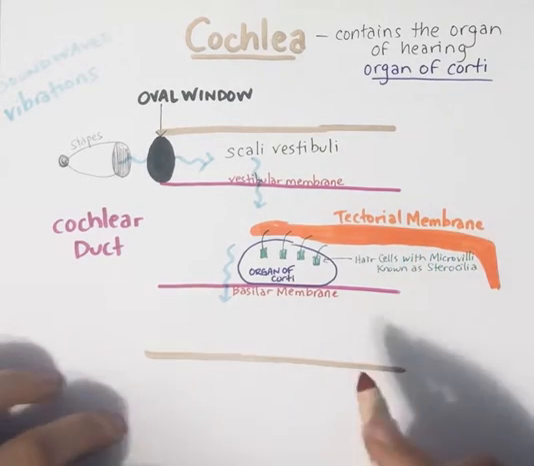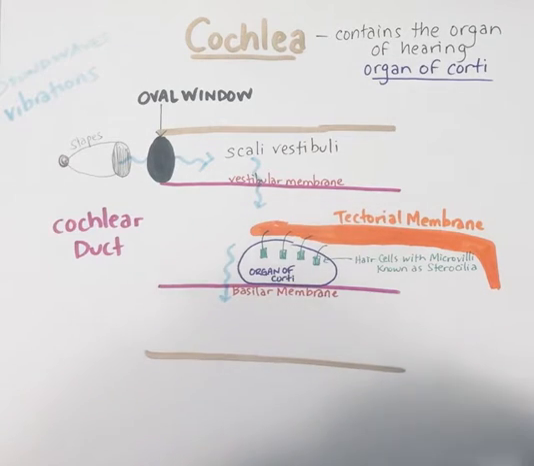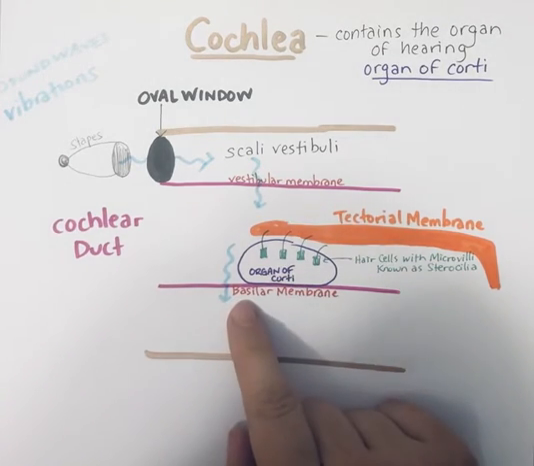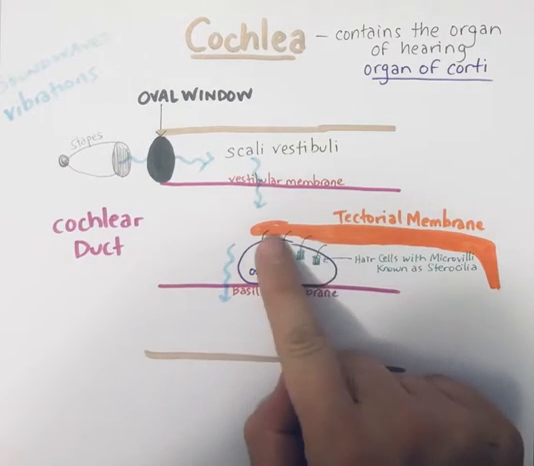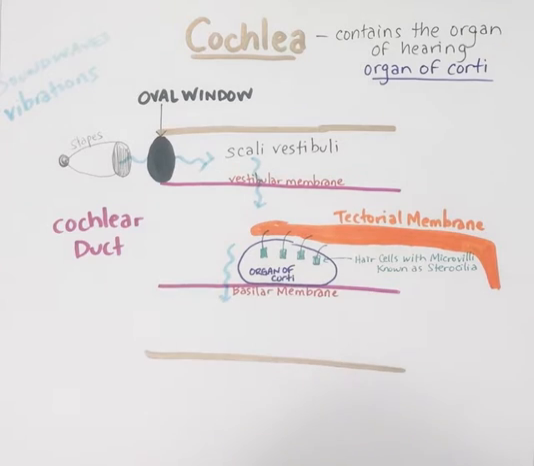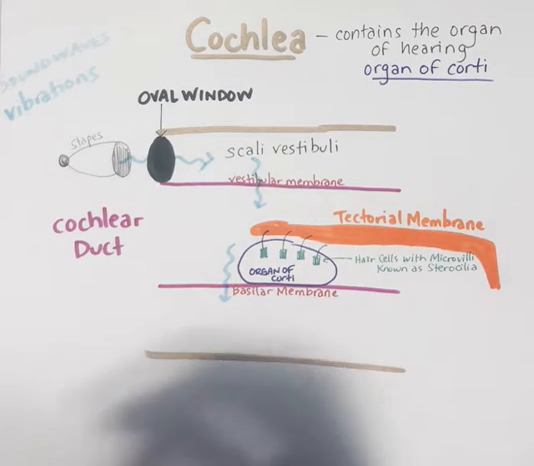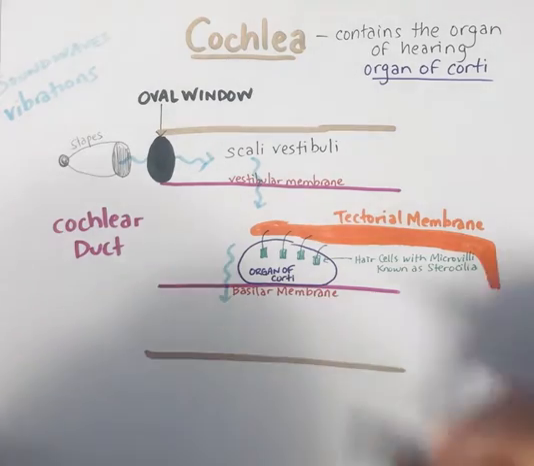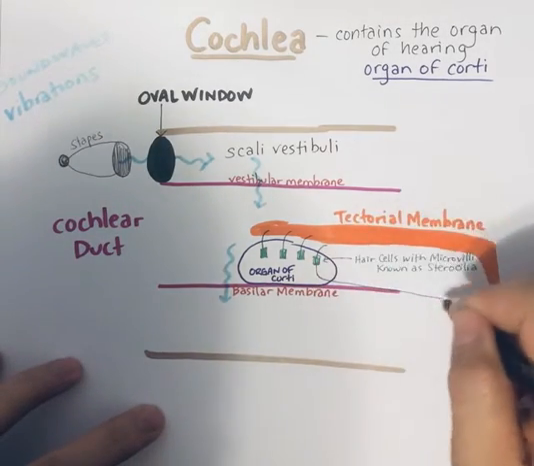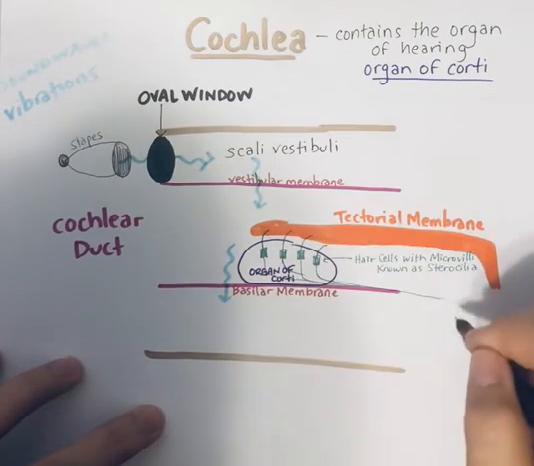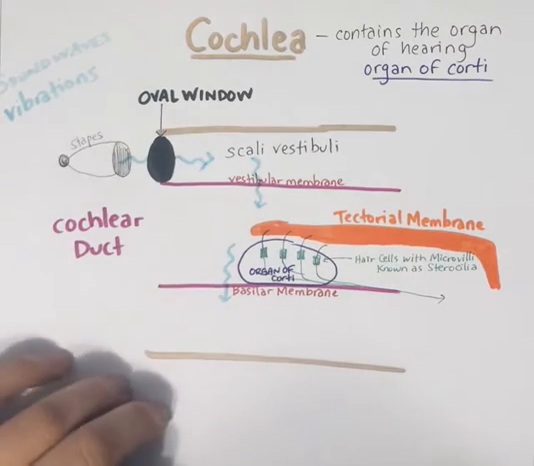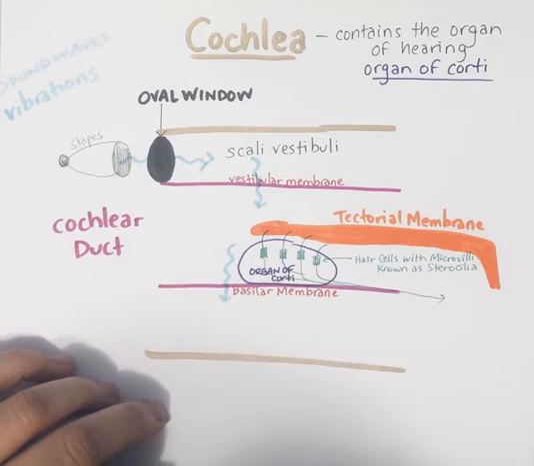So vibrations, sound waves, make the basilar membrane vibrate, and these hair cells bend back and forth in the endolymph against the tectorial membrane. Well, these little hair cells, when they bend against the tectorial membrane, are going to act as little receptors, and as the hair cells bend, they are going to activate the cochlear branch of cranial nerve 8.